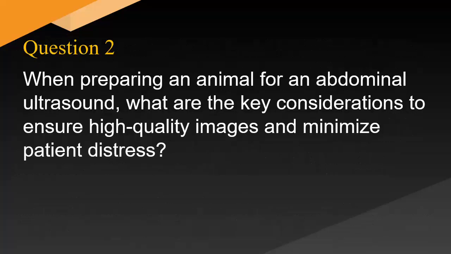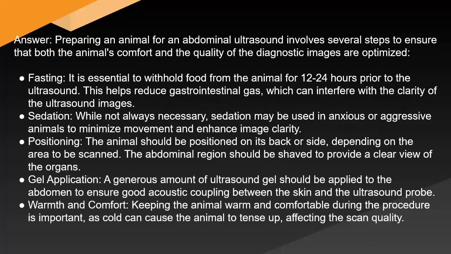When preparing an animal for an abdominal ultrasound, what are the key considerations to ensure high-quality images and minimize patient distress? Answer: preparing an animal for an abdominal ultrasound involves several steps to ensure that both the animal's comfort and the quality of the diagnostic images are optimized. Fasting is essential: withhold food from the animal for 1 to 4 hours prior to the ultrasound. This helps reduce gastrointestinal gas, which can interfere with the clarity of the ultrasound images.